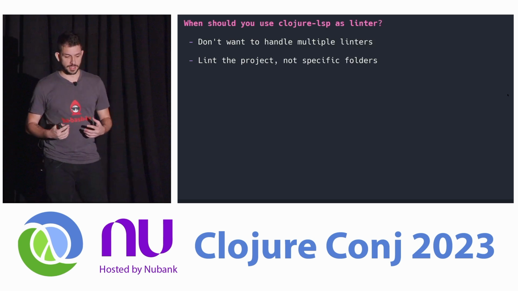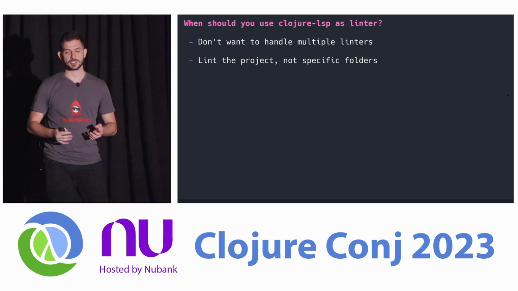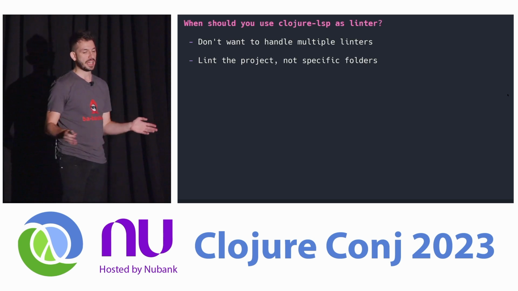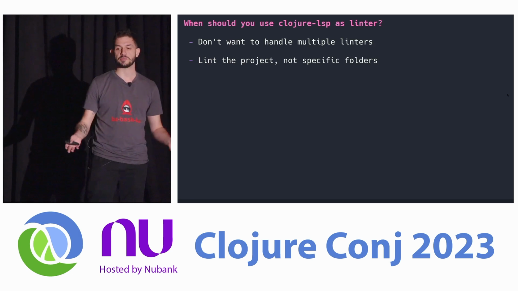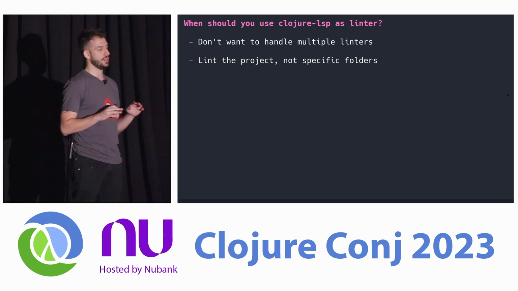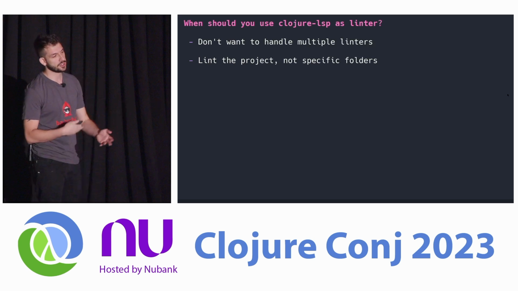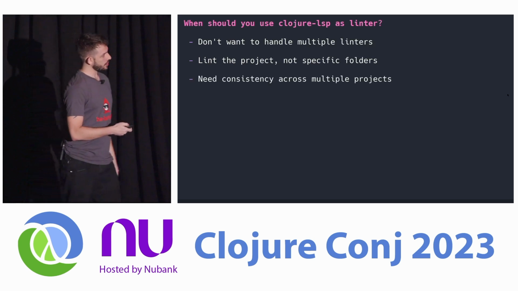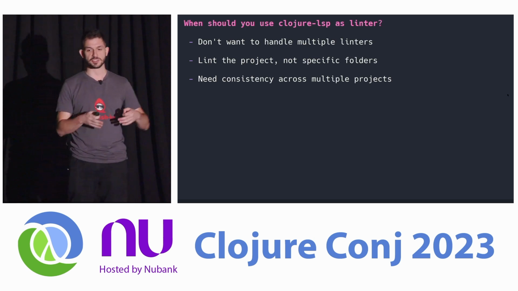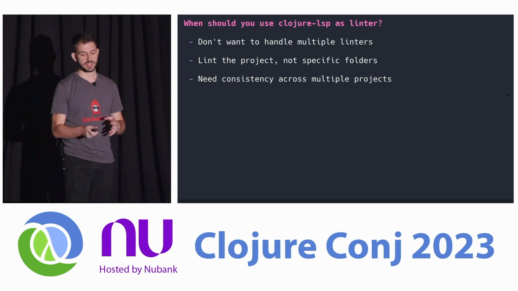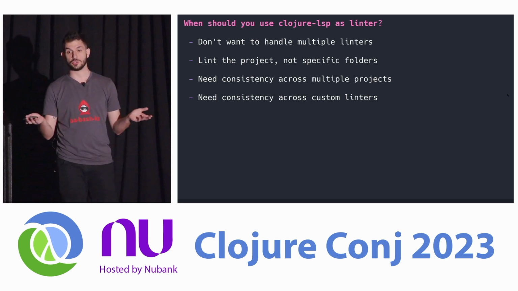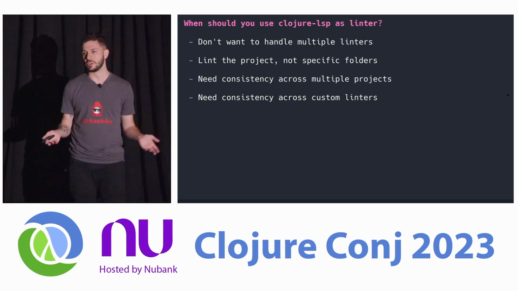When you want to lint the project, not files or folders, because clojure-lsp knows the project. It knows how a shadow-cljs or deps or Leiningen project behaves and which search paths are available. So it knows how to lint your project without anything most of the time, when you don't need to configure specific projects. But when you need consistency across multiple projects, you have hundreds of projects and need consistency of configurations, linters, and things like that. You need consistency across custom linters, right? You created that linter and you want to use it across all the Nubank codebase because that crash could happen anywhere.